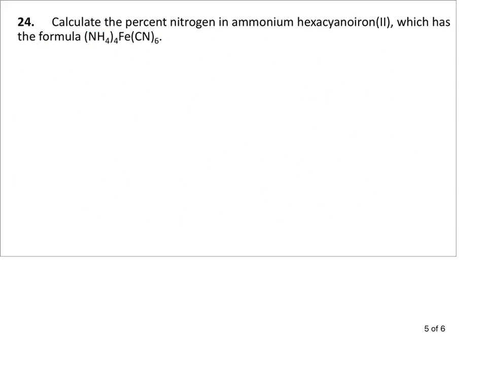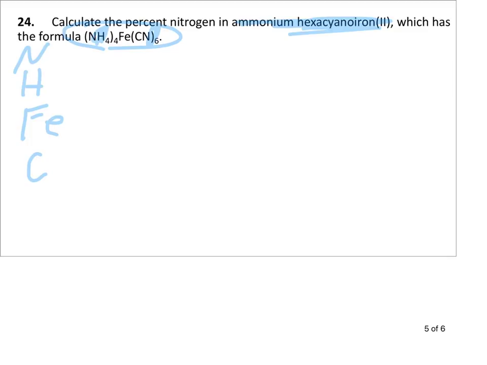There you got number 24. There you got this ammonium hexyl product here. Nice hard name to say there. I'm not even going to try to pronounce it. Got our formula here, and we just want the percent nitrogen. So we got some nitrogens, some hydrogens, some iron, some carbon, and some more nitrogen. So nitrogen, got 2 spots here. We got 4 nitrogens here, 4 nitrogens there, and then we got 6 nitrogens over here. So we got 10 nitrogens.